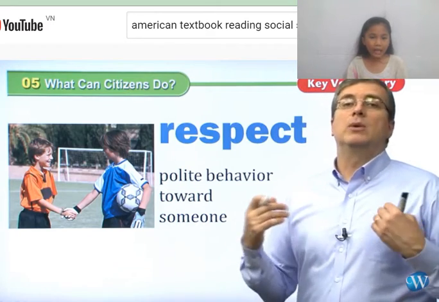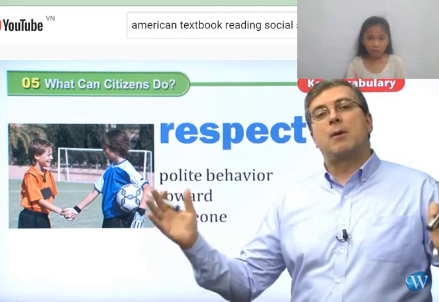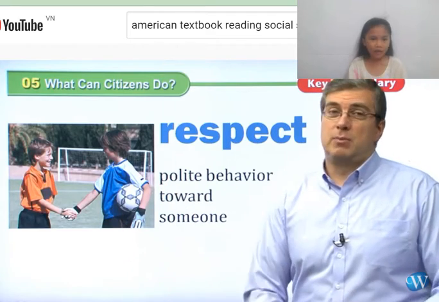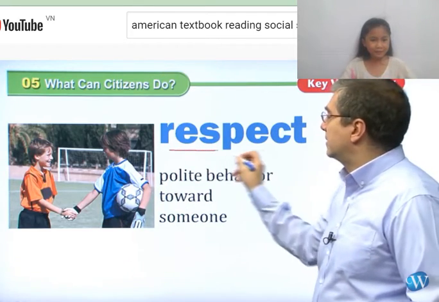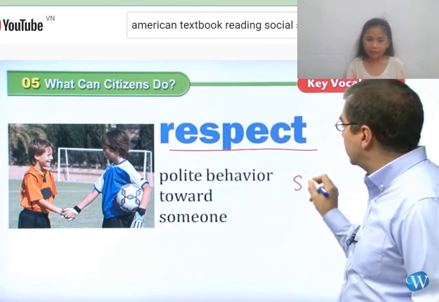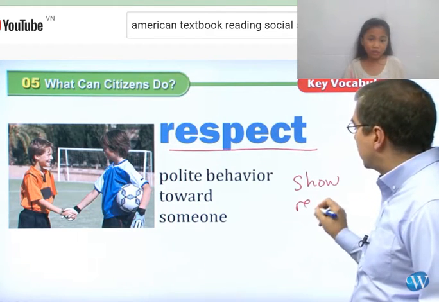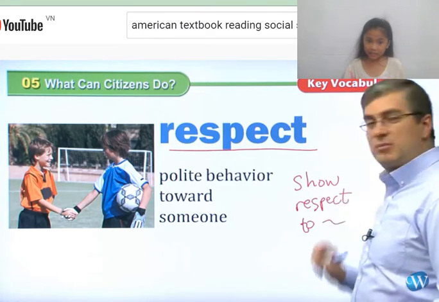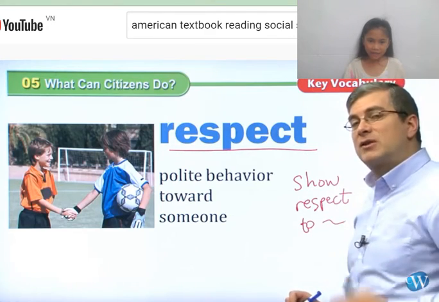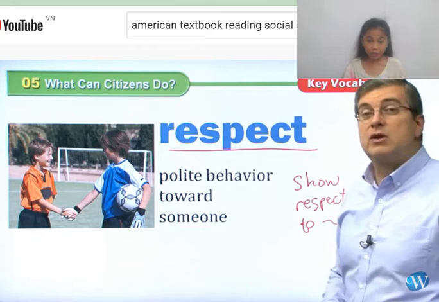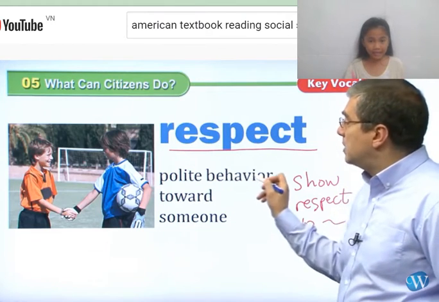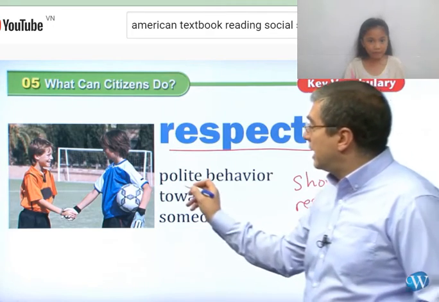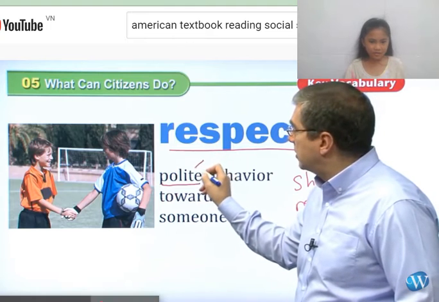Respect. So I am in a soccer team. Maybe if I kick the ball into others, I would show polite behavior towards someone. I would say sorry. Showing respect to others is a very good habit, right? You show respect to the leader of your team. You show respect to your moms, your dads, your parents, your grandparents, your granny, your grandpa, right? Of course.